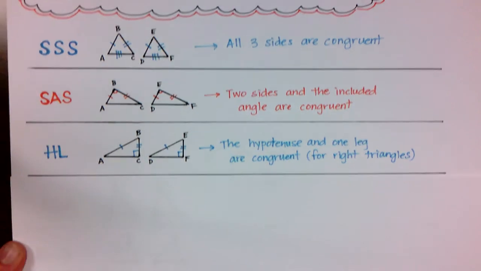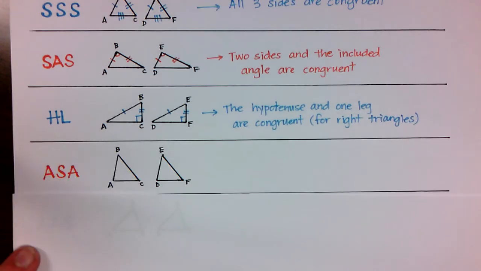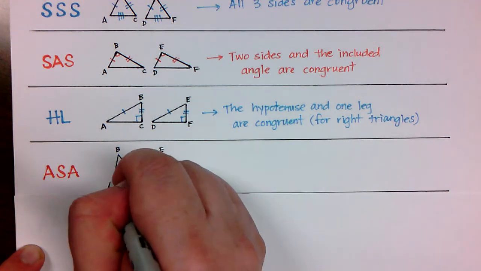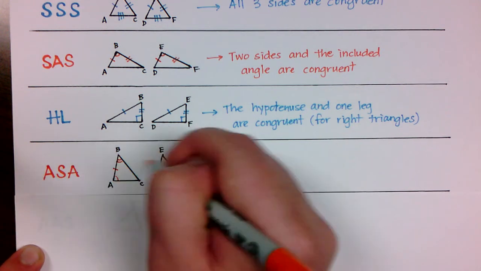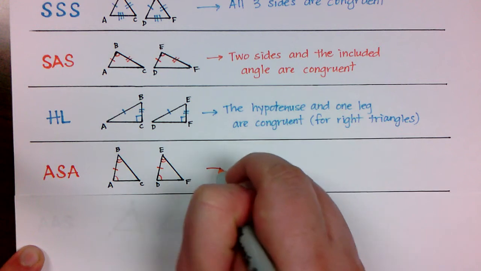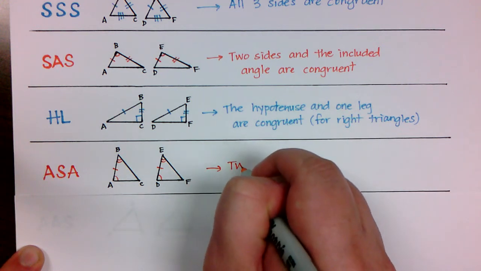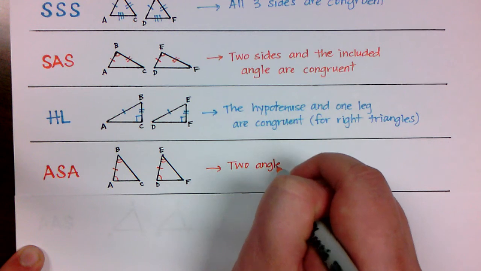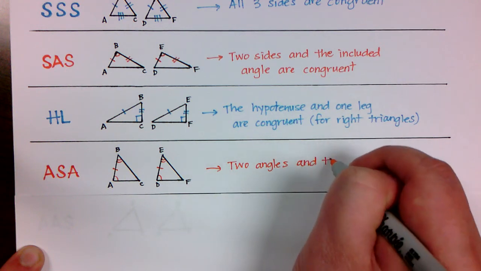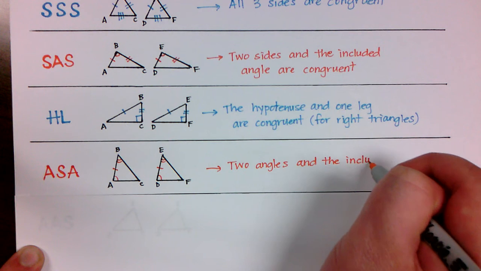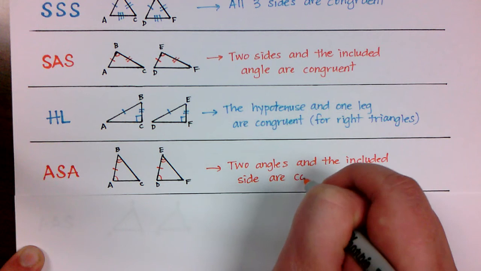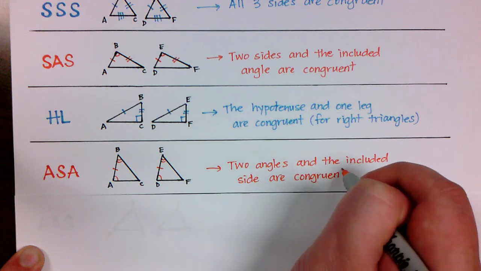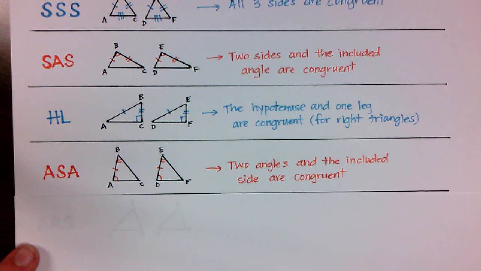Okay, and then let's just add to this list. So this is kind of like our cheat sheet, the ones that we learned today. So we just learned ASA, which stood for angle, side, angle. So I would have an angle, a side, and then another angle. That side is the included side. So two angles and the included side are congruent. If I could show this, then I could show that the two triangles themselves were congruent.